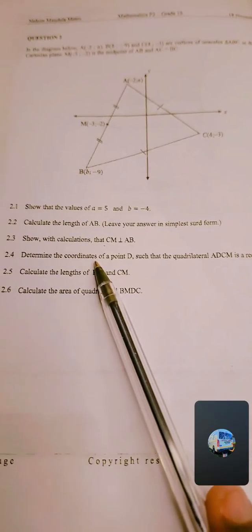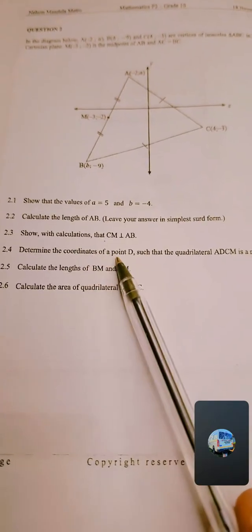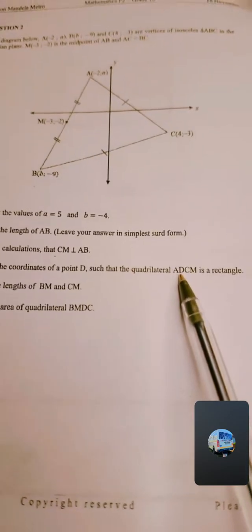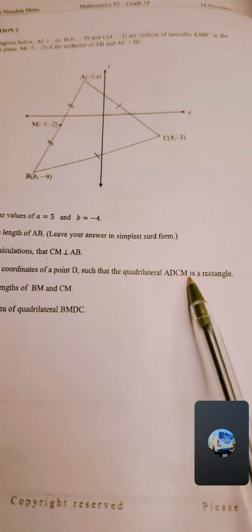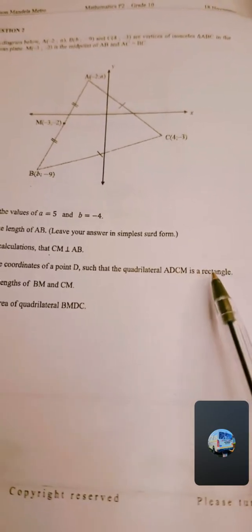Let us proceed. All right, the next question, 2.4, says determine the coordinates of a point D such that the quadrilateral ADCM is a rectangle.